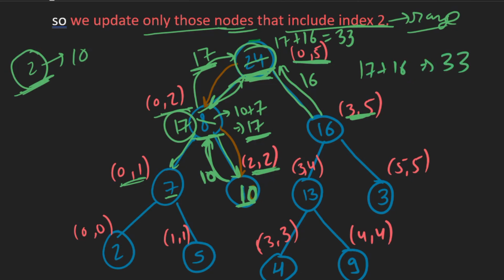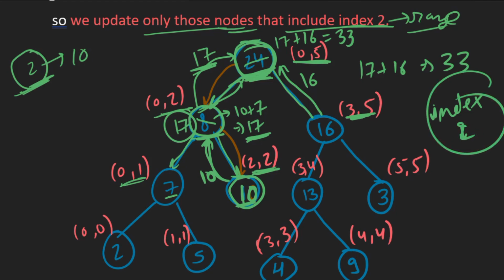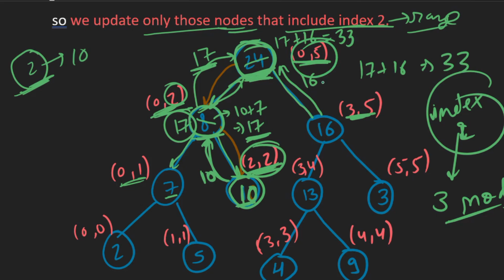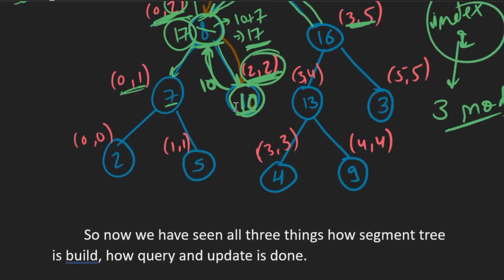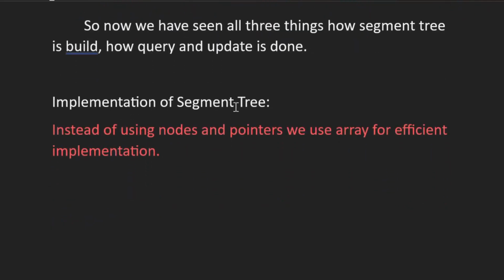So we basically have to update only 3 nodes, this node, this node and this node, if we have to update index number 2. So for updating index number 2, we have updated just 3 nodes, and only those nodes which have 2 in their range. This node has 2 in its range, this also has 2 in its range, and this node also has 2 in its range. So this way the update is done in the segment tree.